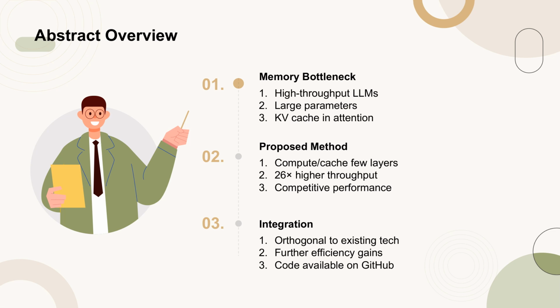Experimental results on large language models demonstrate that this method achieves up to 26 times higher throughput compared to standard transformers, while maintaining competitive performance in language modeling and downstream tasks. Additionally, the method is designed to be compatible with existing transformer memory-saving techniques, allowing for straightforward integration and further improvements in inference efficiency. The implementation code is publicly available on GitHub.